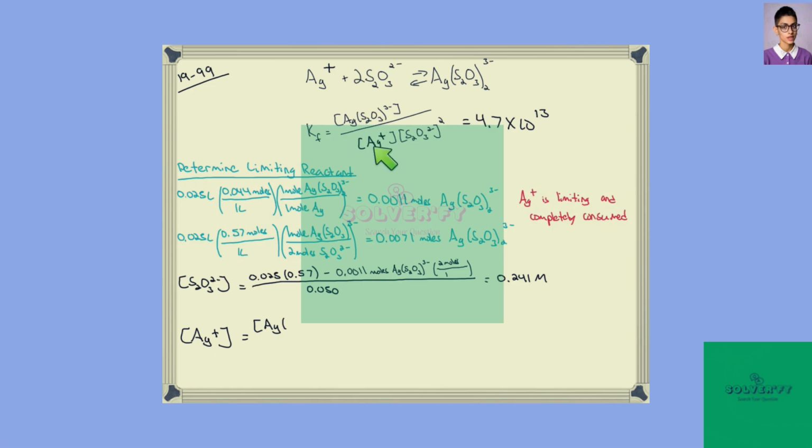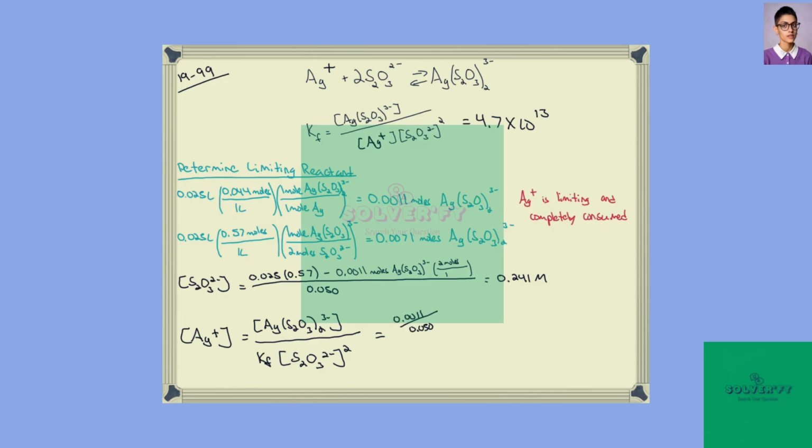the silver concentration, recognizing that because an equilibrium is occurring, it truly is not 0. The silver concentration will be equal to the complex ion concentration divided by Kf multiplied by the thiosulfate concentration squared, because of its coefficient 2.